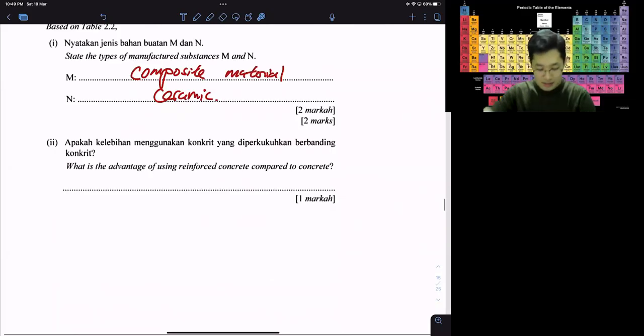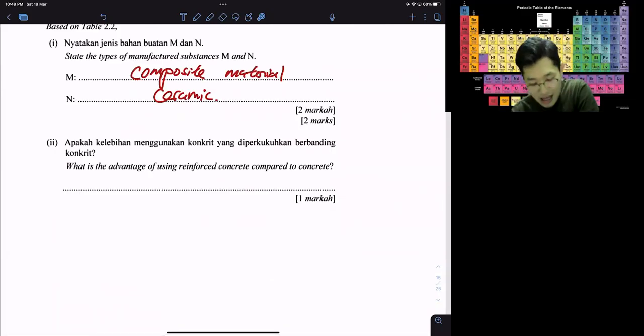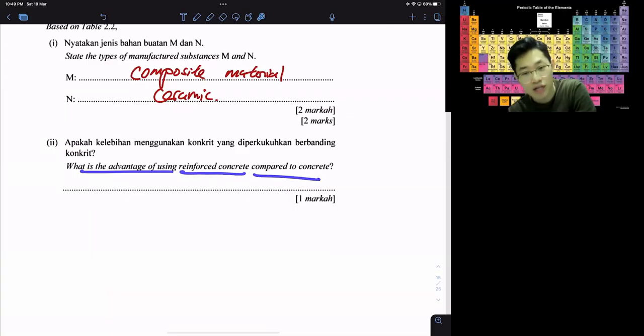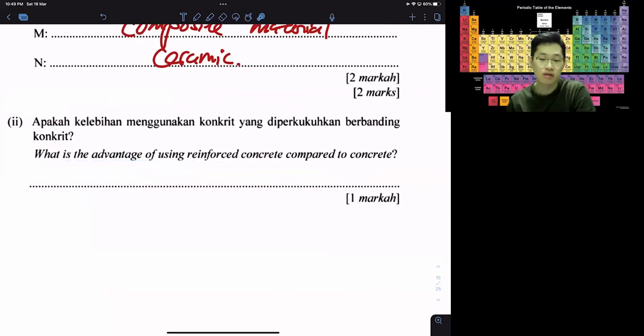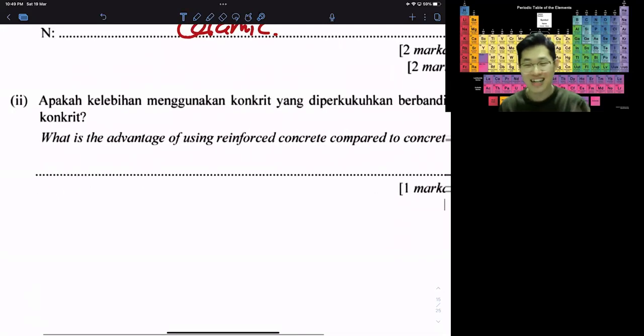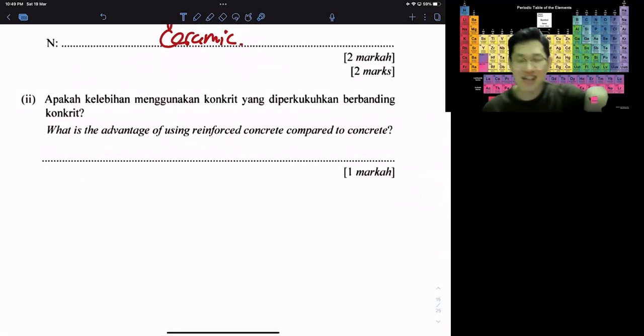Okay, then next. What is the advantage of using reinforced concrete compared to concrete? Why use reinforced concrete? Stronger. Okay. Harder. Okay. Harder, stronger. That one is for alloy.